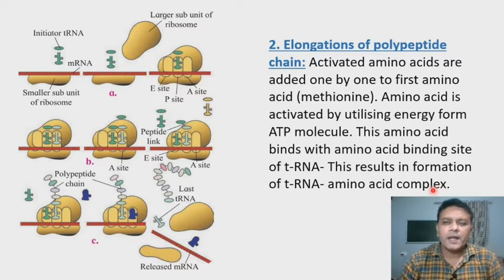Then this tRNA amino acid complex enters inside the ribosome and gets attached to the A site. So initially we have seen that the process starts with the help of the initiator tRNA having the methionine amino acid. Then the second amino acid tRNA complex binds to the A site.